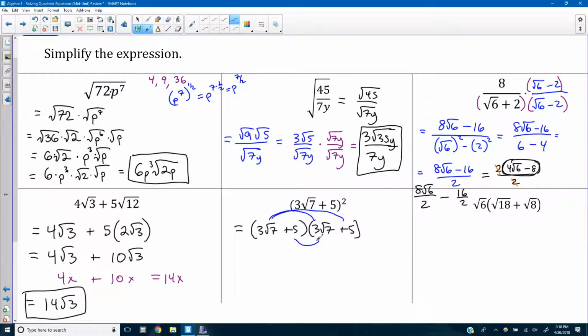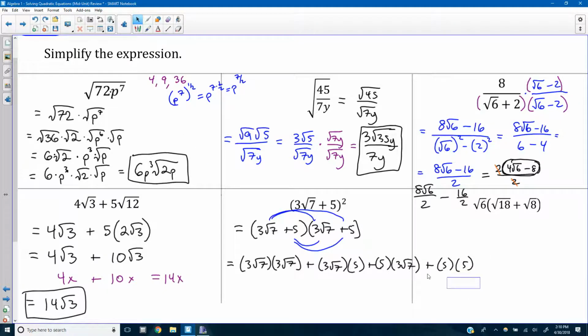Just make sure you know how these things multiply. The rational values multiply with rationals, irrationals with irrationals. So 3 root 7 is going to multiply by 3 root 7. So hopefully you'll see how that thing pans out. 3 root 7 is going to multiply by 5. 5 is going to multiply by 3 root 7. And 5 is going to multiply by 5. I know I'm running out of room. That's okay. I'll move it on over.